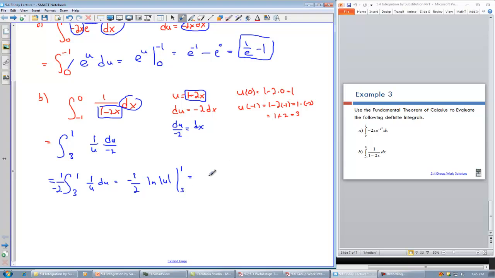I plug in the limits of integration, so I get minus 1/2 ln absolute value of 1, minus a minus 1/2 ln absolute value of not 1 but 3, because I plug in the lower limit here. So absolute value of 3. And now this term is 0 because ln of 1 is 0, and then minus a minus is a plus, so what I get is plus 1/2 ln of what? Ln of 3, because absolute value of 3 is just 3.